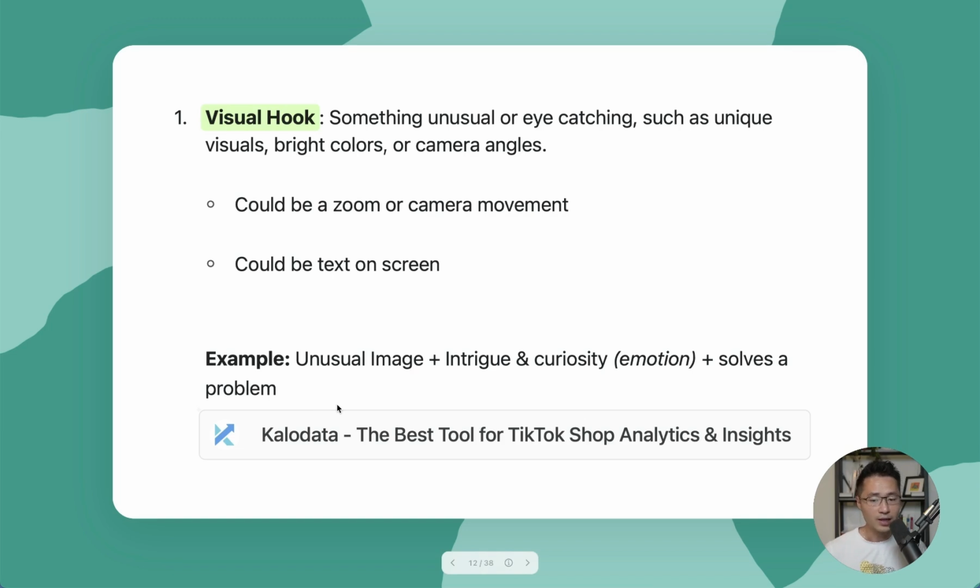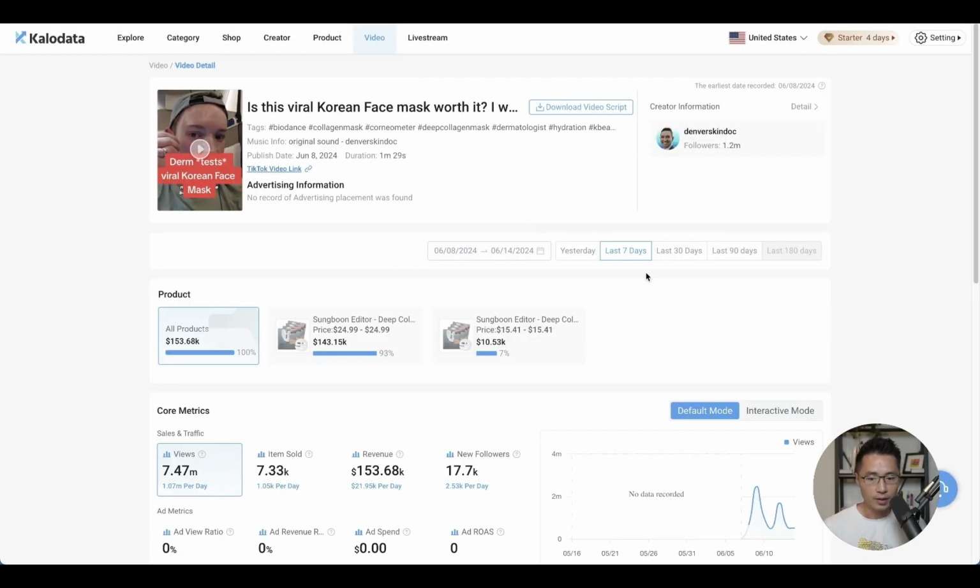Let me show you an example of an unusual image that triggers intrigue and curiosity as the emotion, and it's a product that solves a problem. So here is the video that we are going to look at. In the last 7 days, it has gotten over 7 million views and generated over $153,000. So in the past 7 days, this is over $15,000 in profit in just one video.